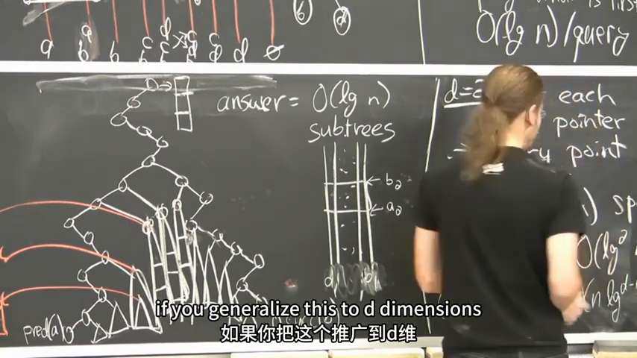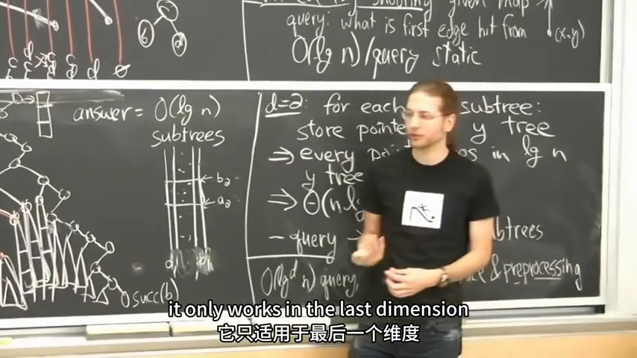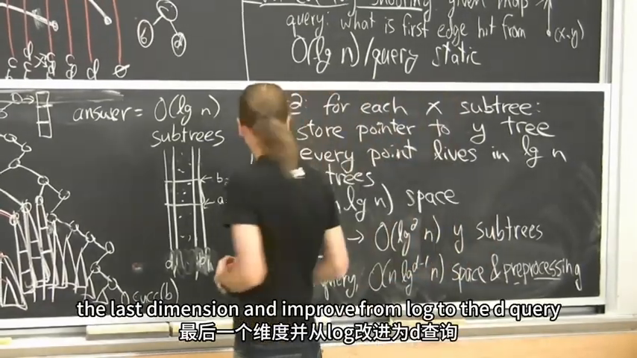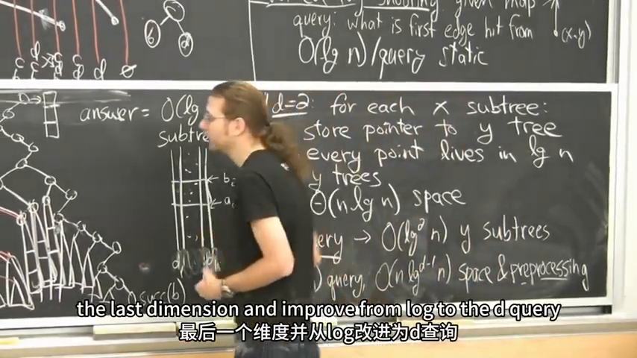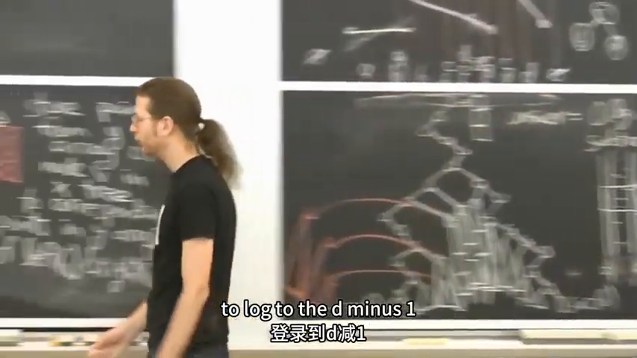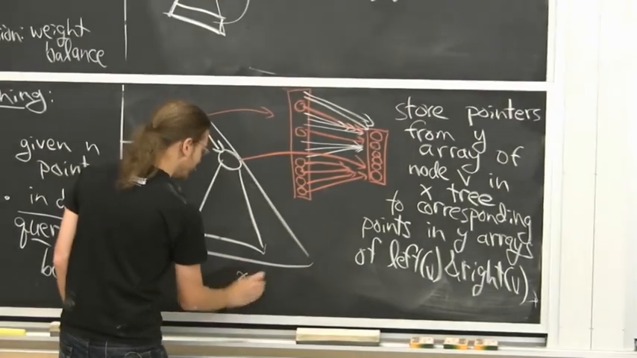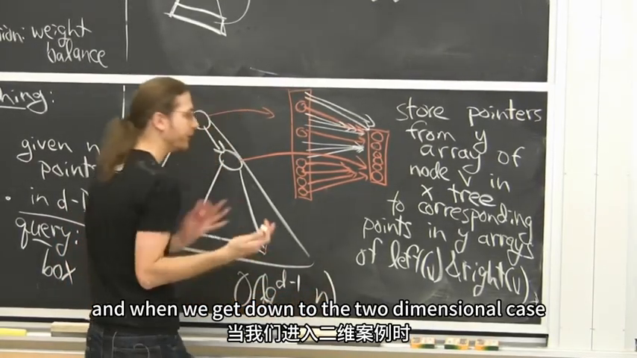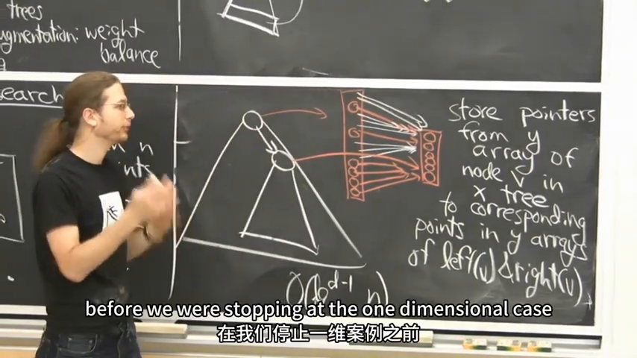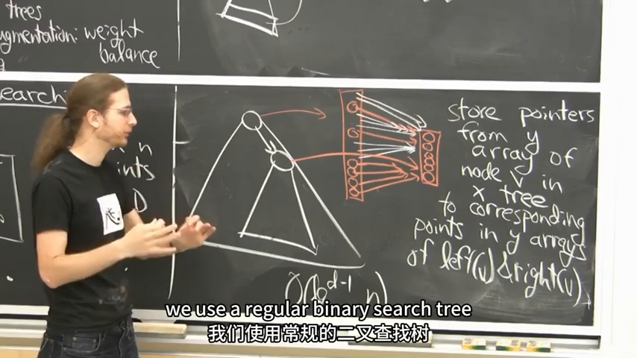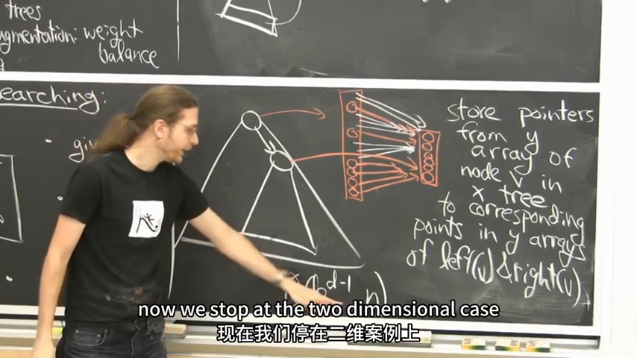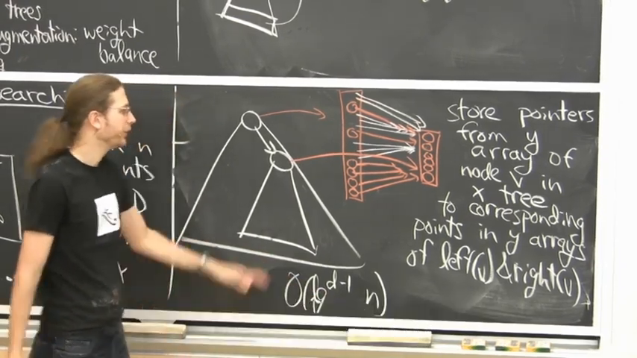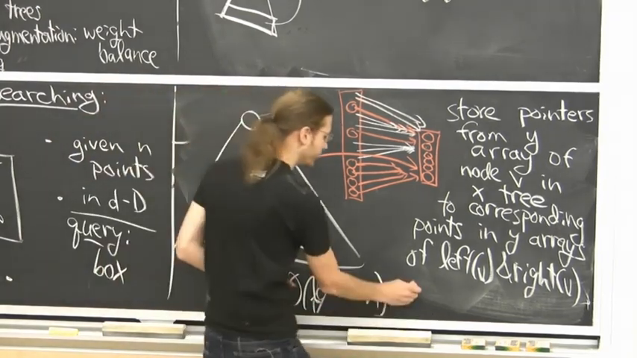If you generalize this to d dimensions, it only works in the last dimension. You can use this trick in the last dimension and improve from log to the d query to log to the d minus 1. In the higher dimensions, we just use regular range trees. And when we get down to the 2-dimensional case, it's a recursion. Before we were stopping at the 1-dimensional case, we use a regular binary search tree. Now we stop at the 2-dimensional case, and we use this fancy thing.